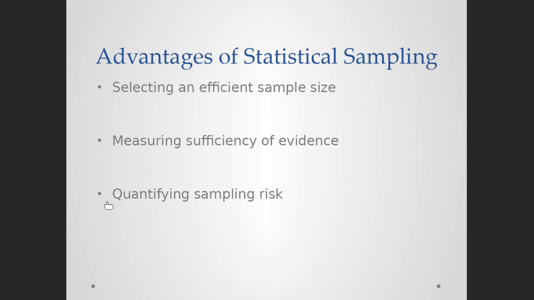The third one is quantifying sampling risk. Quantifying sampling risk means when you use statistical sampling methods, you can say the sampling risk is 3%, 5%, 1%, 7%. But when you use the non-statistical sampling method, generally you use terms like high risk, low risk, medium risk, very low risk. You cannot put a number if you're using a non-statistical sampling method.